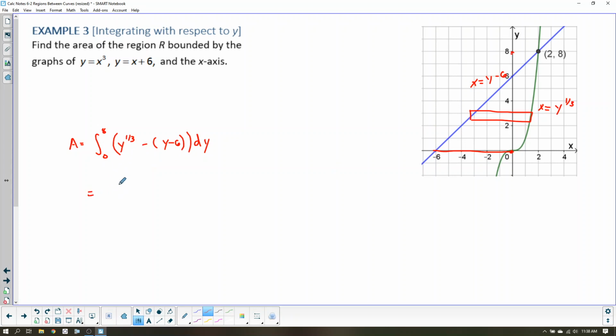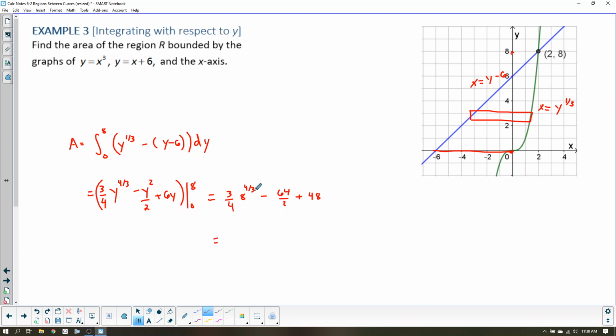So if we go ahead and take the antiderivatives here, this is going to become y to the 4/3 multiplied by 3/4. Right? We're dividing by the new power, which brings it up as a reciprocal here. And then it'll be minus y squared over 2 plus 6y. If we start plugging in, we have 3/4 times 8 to the 4/3 minus 64 over 2 plus 48.